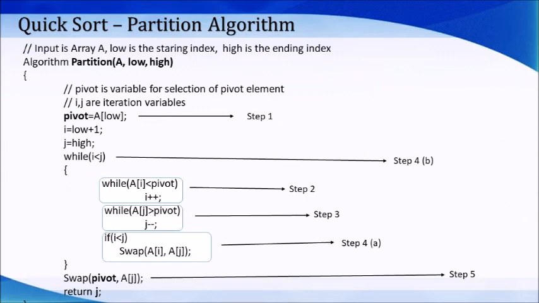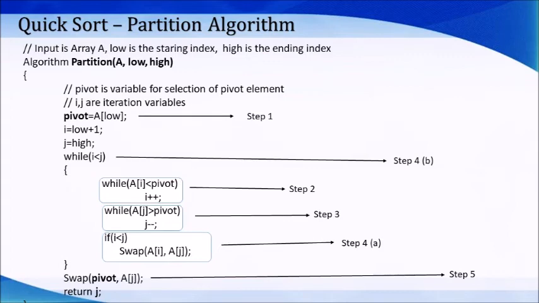Before that, from where do I need to start i? i should start from the second position, that is nothing but low plus 1. So i is equal to low plus 1. From where should the j iterator start? The j iterator should start from the last element of the array, that is nothing but high. So j is initially pointing to the high of the array. So I have initialized i equal to low plus 1, j equal to high.